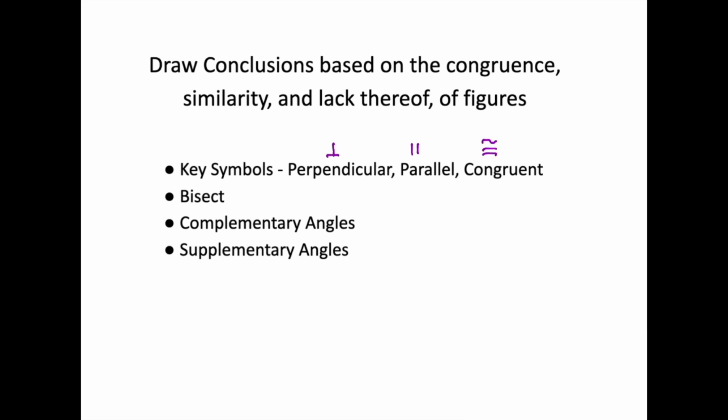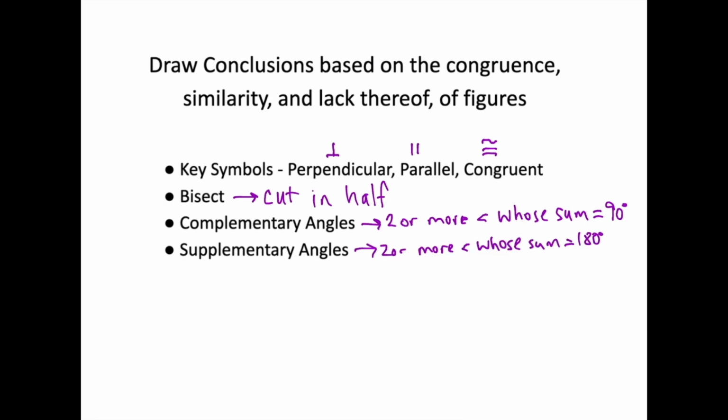And then congruent means the same or equal. So the congruent symbol looks like an equal sign with a wavy sign above it. One term that helps us draw conclusions is the word bisect. To bisect something means that you're cutting it in half. Next, we have complementary angles. Complementary angles are two or more angles whose sum is 90 degrees. And then finally, we have supplementary angles. Supplementary angles are two or more angles whose sum is 180 degrees.